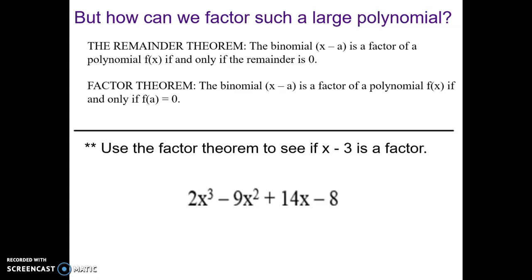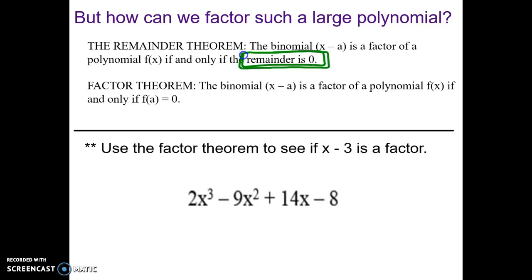Okay, so there's 2 theorems that we need to look at in order to factor a large polynomial. The first one is called the remainder theorem, and this is a fairly simple idea. The remainder theorem says that if your binomial is a factor, then the remainder is 0. So please highlight that part.